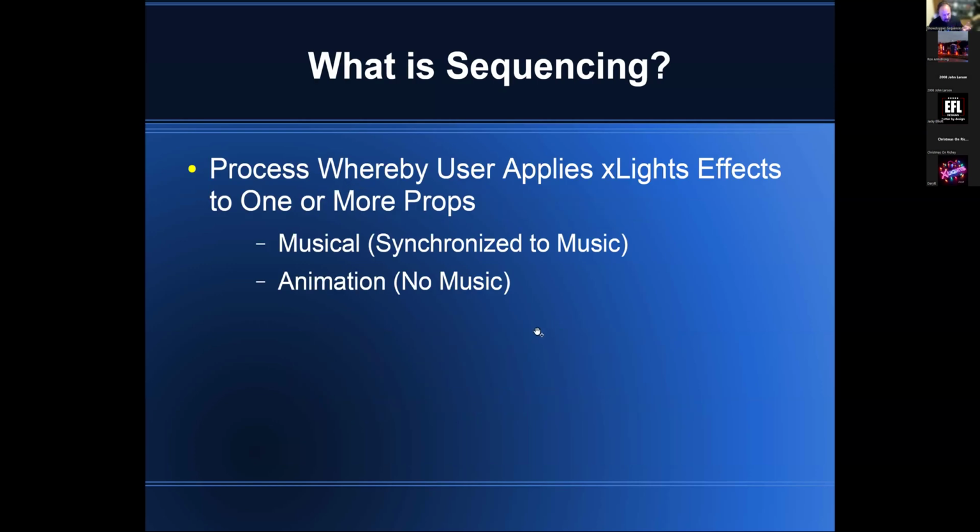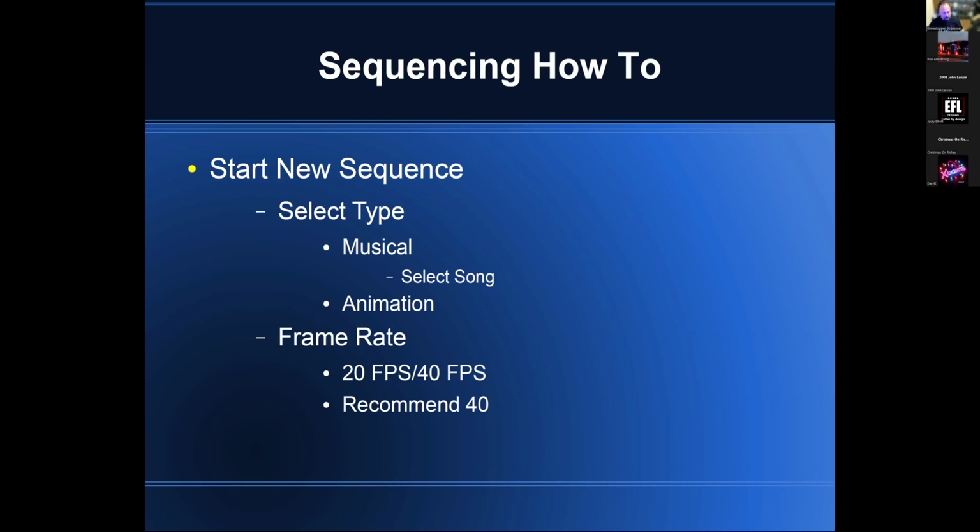What is sequencing? All right, silly, but if we're starting at the very basics, it's just a process where you apply xLights effects to one or more props. It can be musical, that is, you're synchronizing it to some sort of music or sound, or it could be an animation where you have no sound background, just little twinkly lights or whatever you want to do. So that's basically what we're talking about.